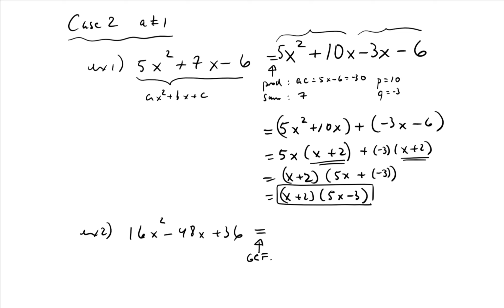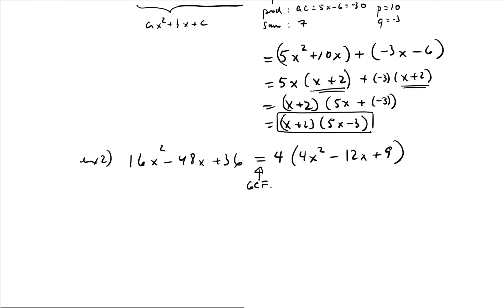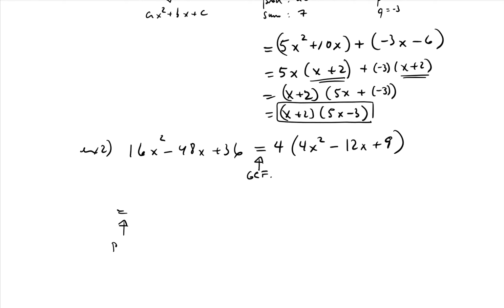16, 48, 36. Those are all multiples of 4. And then 9 has nothing in common with 4. So here I'm kind of done. But now we'll try to apply the product sum method. Product of 4 times 9, so 36, and a sum of minus 12. Which means that I have 2 negative numbers multiplied together because the sum is negative and the product is positive. So those numbers are what? Minus 6 and minus 6.